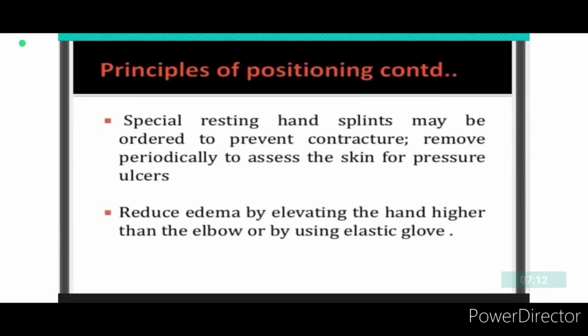Principles of positioning. Special resting hand splints may be ordered to prevent contractures. Remove periodically to assess the skin for pressure ulcers. Reduce edema by elevating the hand higher than the elbow or by using elastic gloves.